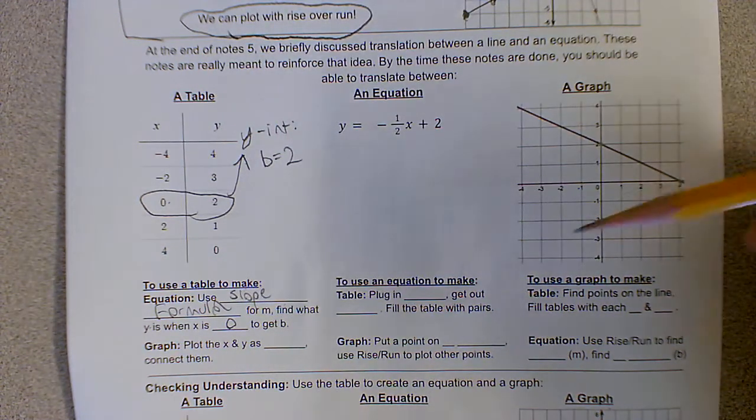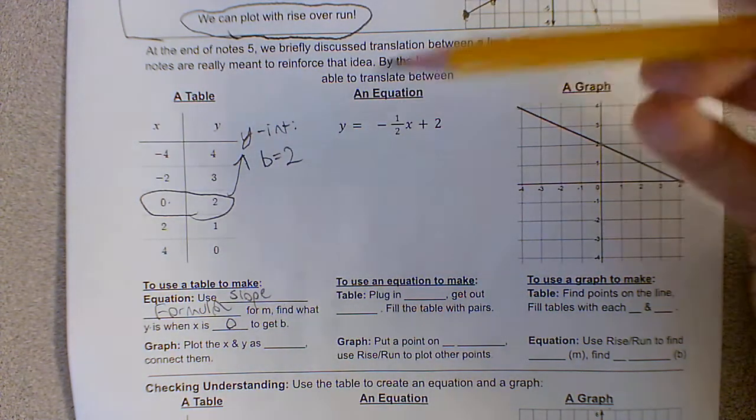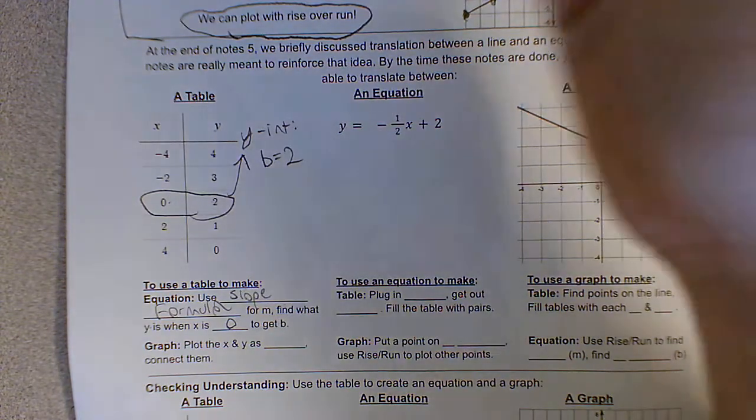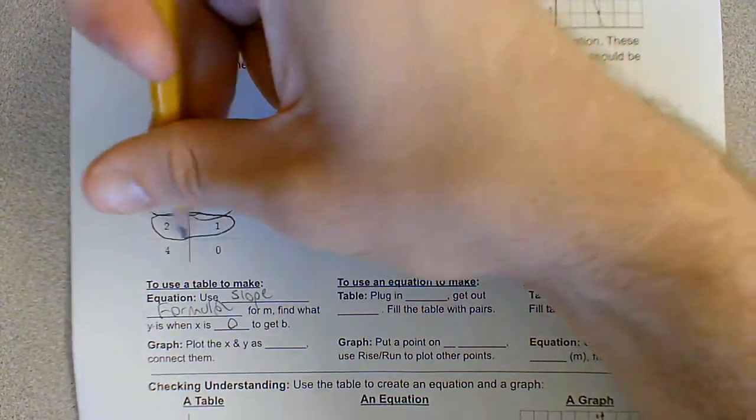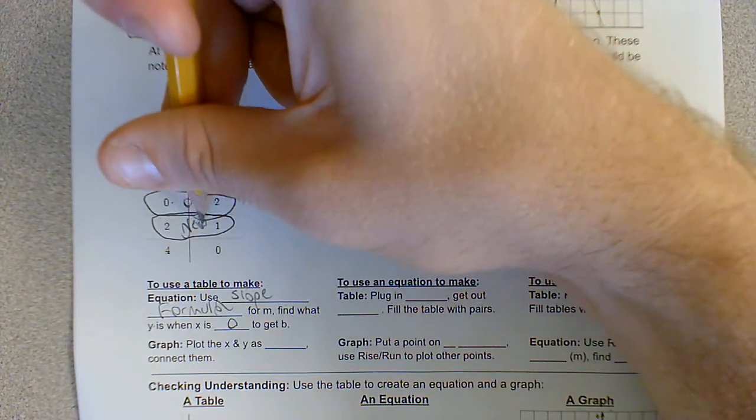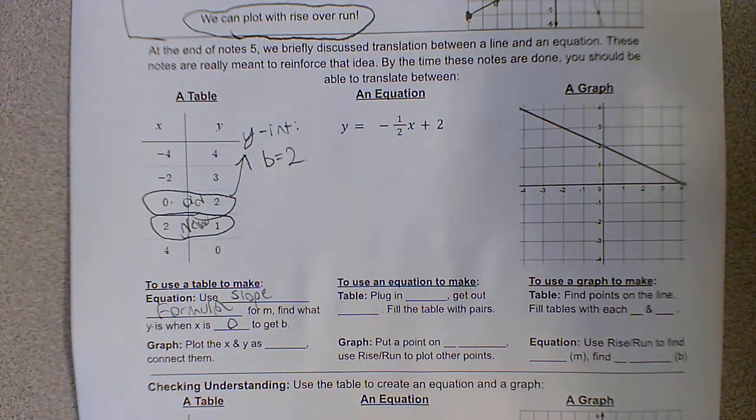Okay. We're already halfway done. We have our b. All we need now is our m. We're actually going to use the same point. I'm going to call this my old point. I'm going to take 2, 1 as my new point. So I have an old point and a new point.